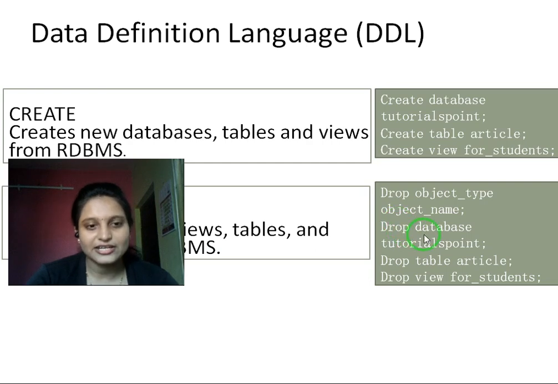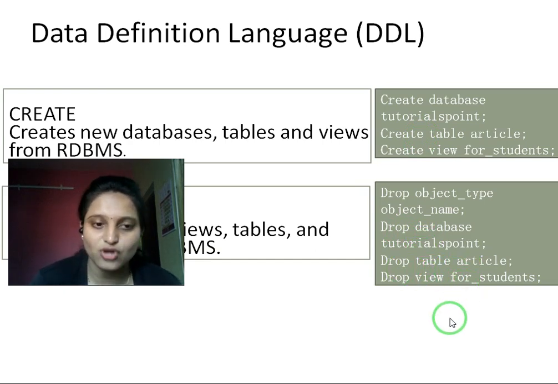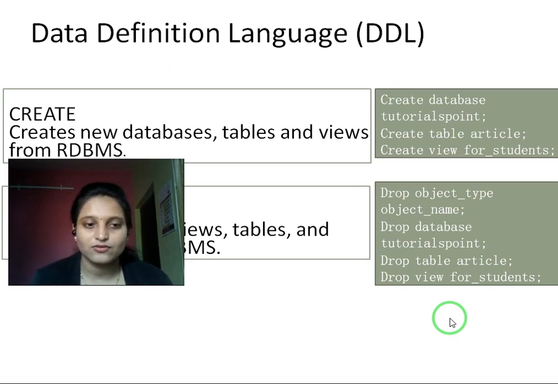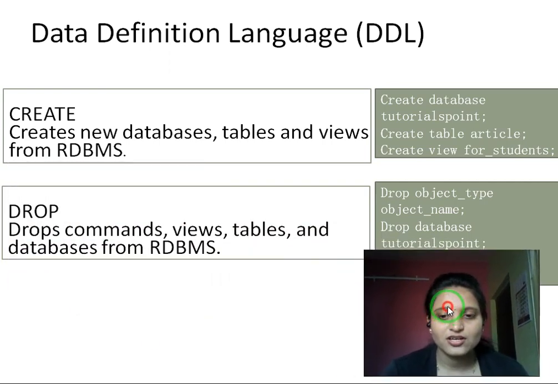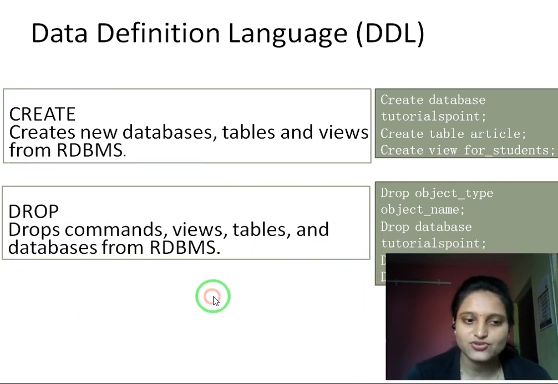Drop is the keyword, database is the keyword, and I want to drop the database tutorial point. I just created that database and I want to drop it. At that time I use the drop keyword. Database is the keyword and tutorial point is my database name. Okay, so drop table article. Suppose I want to drop just one table. At that time I use the drop table keywords and the table name. In this way, you can drop, that is delete, using one DDL command, that is the drop command.